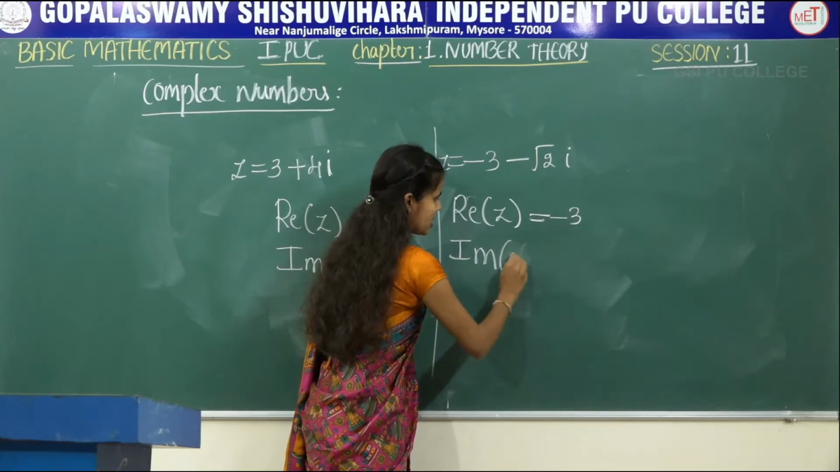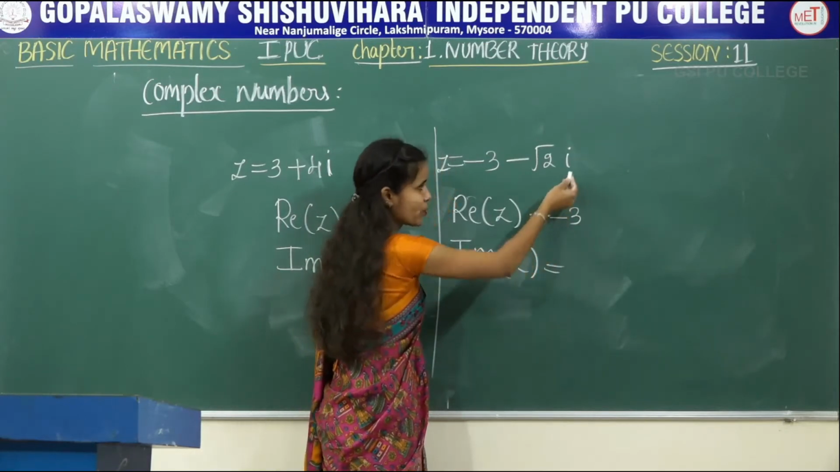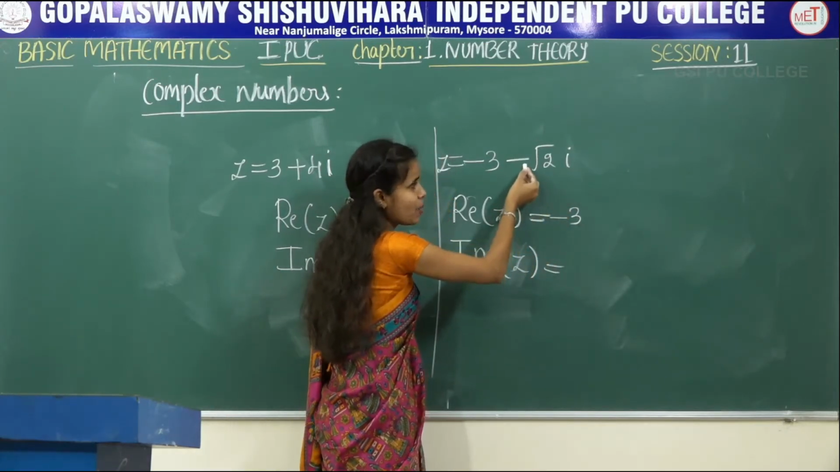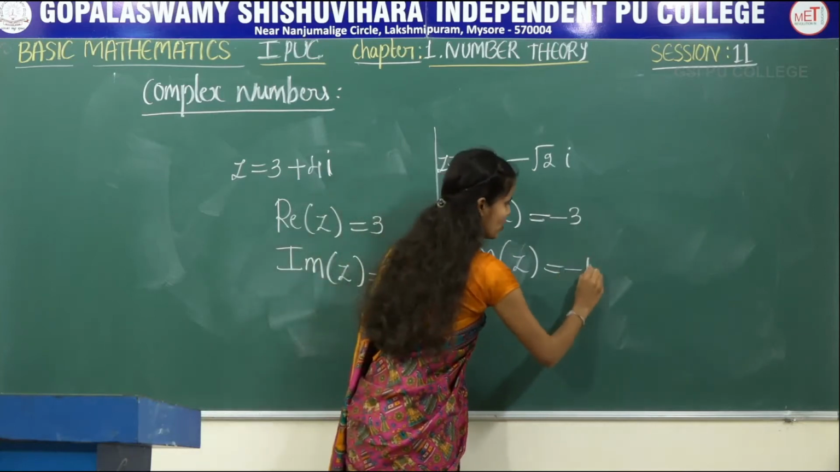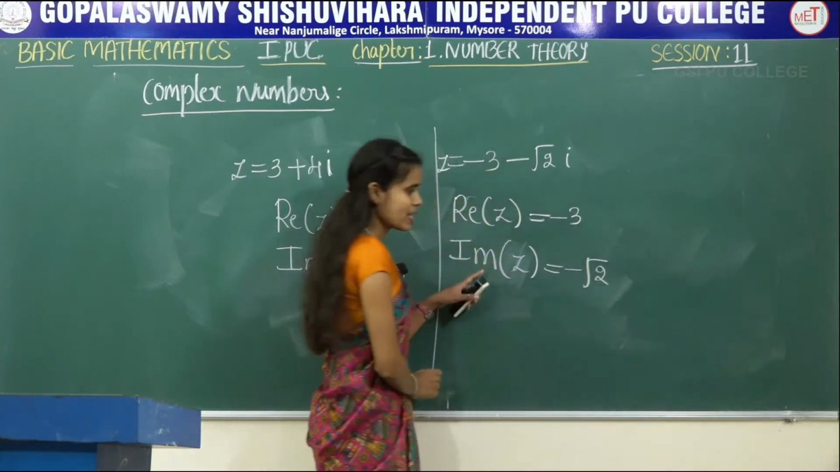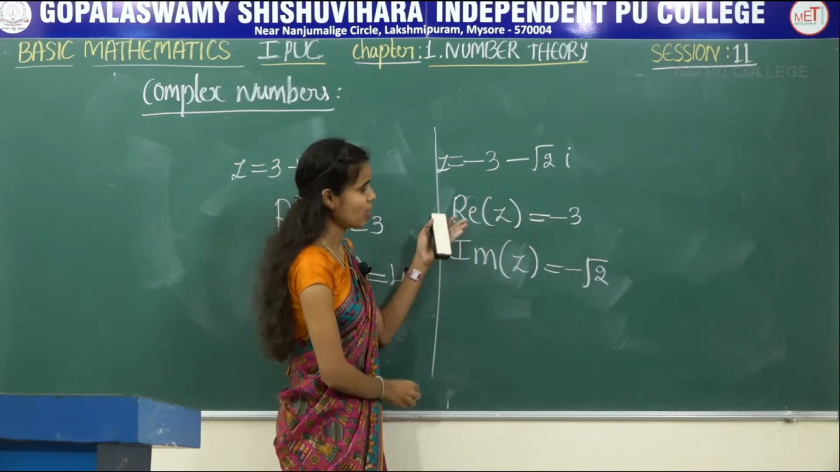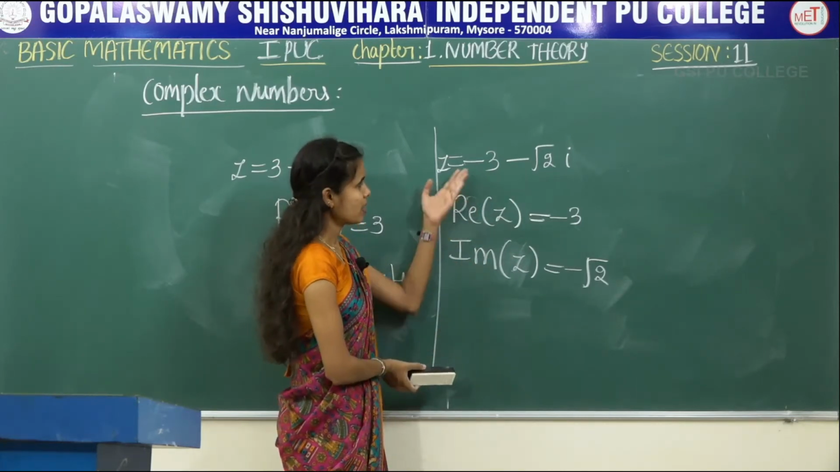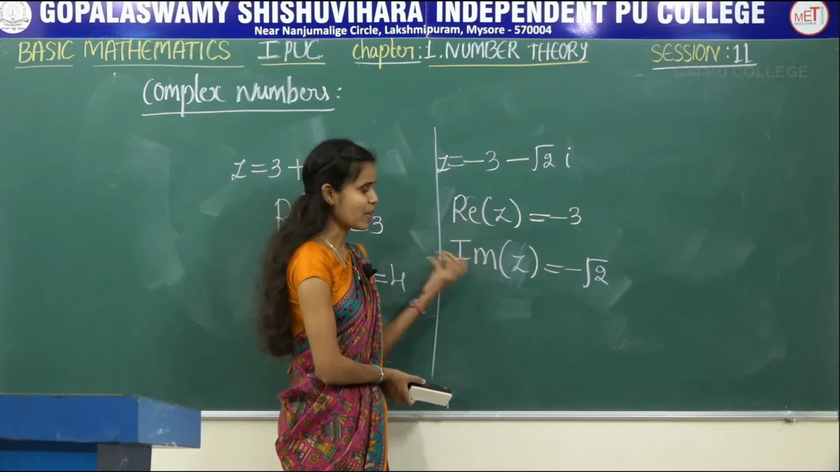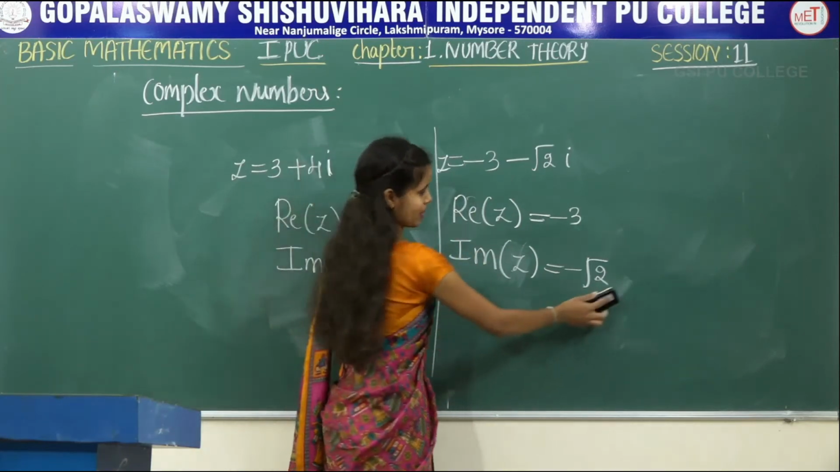The imaginary part is the coefficient of I. Here the coefficient of I is minus root 2. So minus root 2 is called the imaginary part of the given complex number. This question is asked for 1 mark. Either write the real part of the given complex number or the imaginary part of the given complex number.